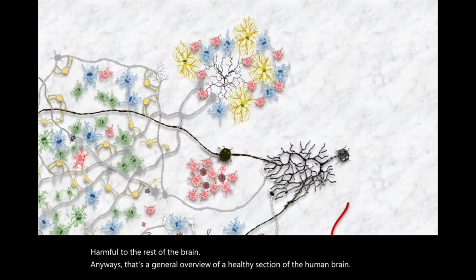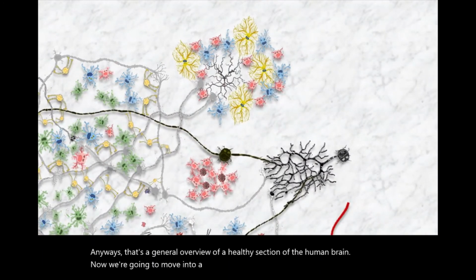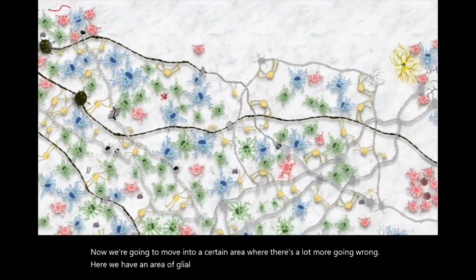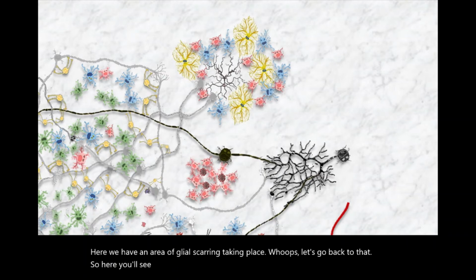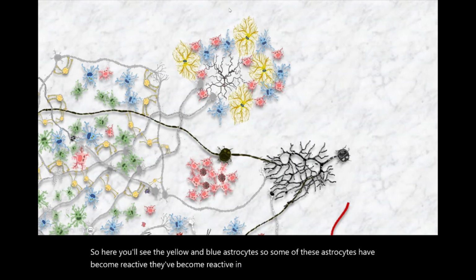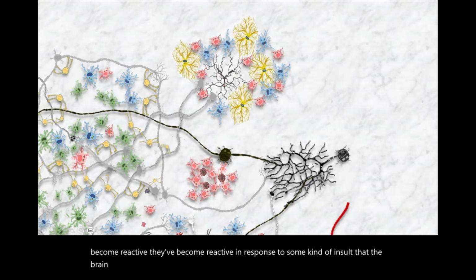Now we're going to move into an area where there's a lot more going wrong. Here we have an area of glial scarring taking place. Oops. Let's go back to that. So here you'll see the yellow and blue astrocytes. So some of these astrocytes have become reactive. They've become reactive in response to some kind of insult that the brain has overcome here. And there's also microglia that have swarmed around as well.